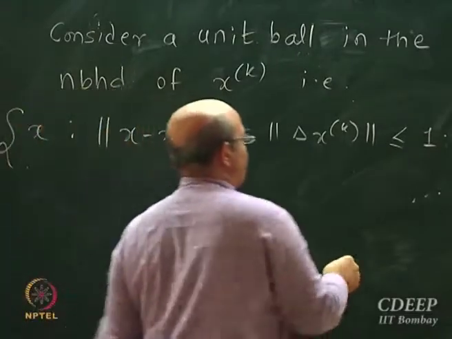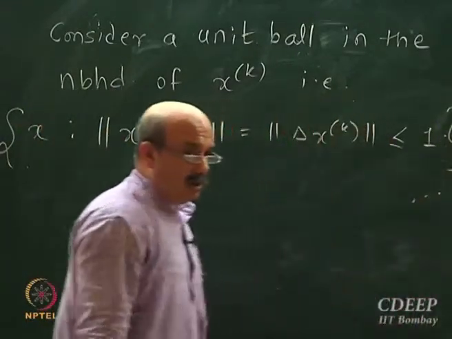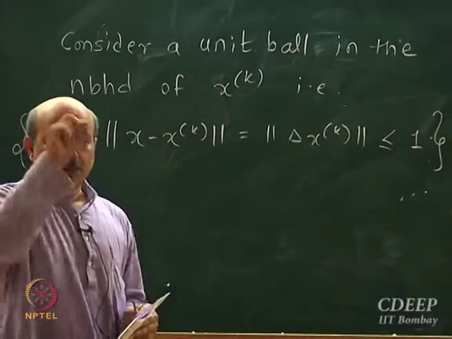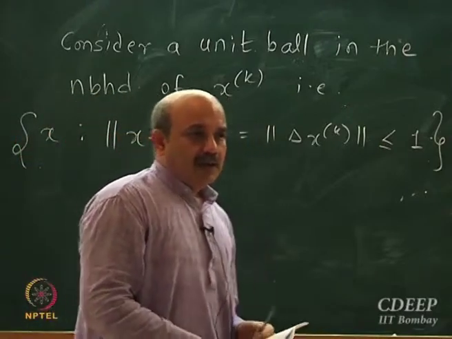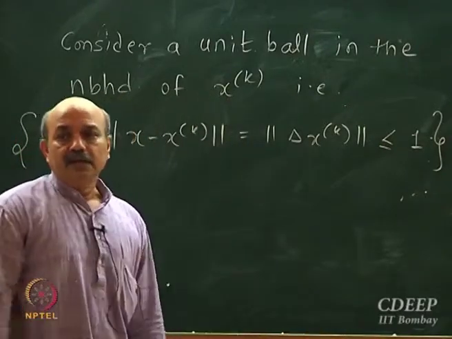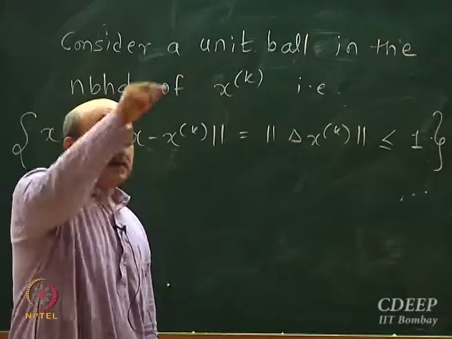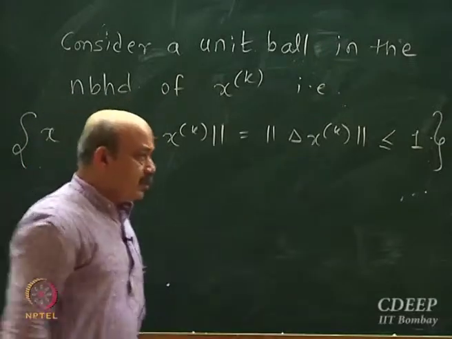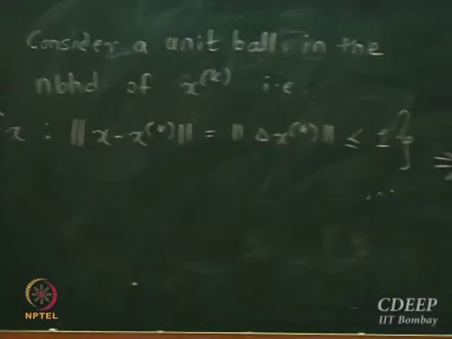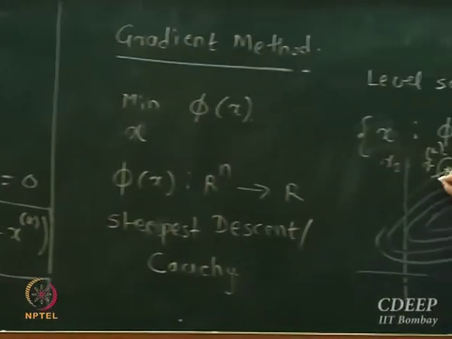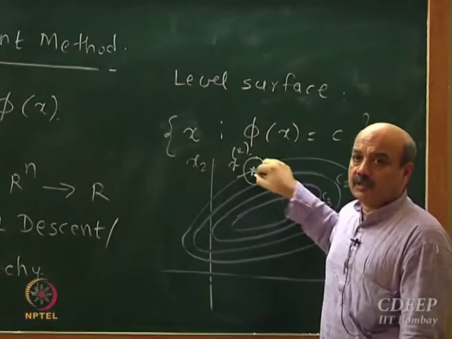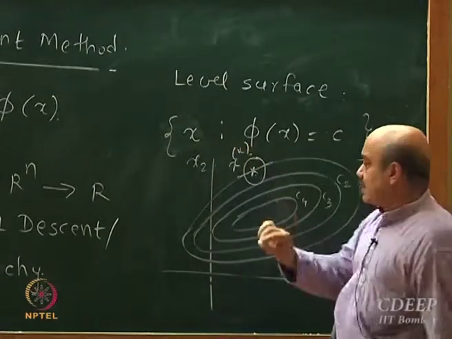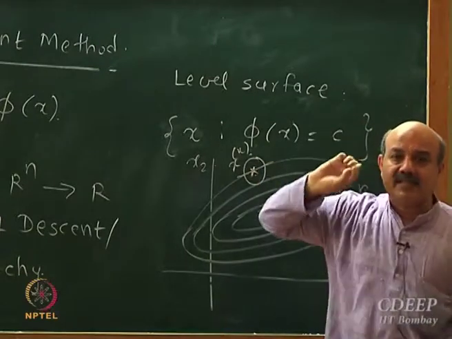Now I am looking at the set of all x. I am looking at a unit ball in the neighborhood of xk. I am constructing a small unit ball in the neighborhood of xk, the set of all points such that the magnitude of delta xk is unity. If you go back to this figure, I am constructing a small unit ball here such that you pick up any point, its distance from xk is less than 1.